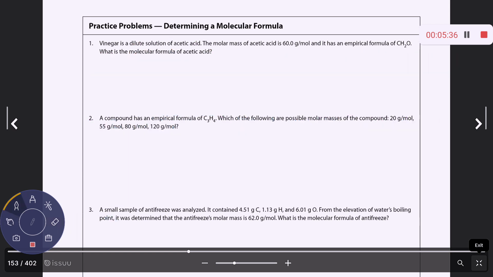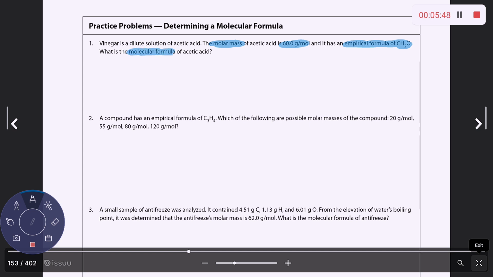So if you are given the molar mass of something and the empirical formula, and they say, hey, what's the molecular formula of this substance? What you're going to be doing is figuring out what you have to multiply the molar mass by, or the empirical formula by, to get the molecular formula.